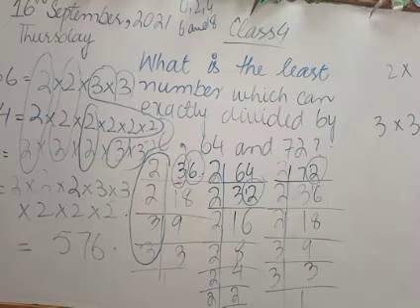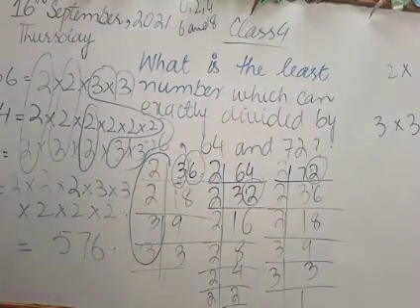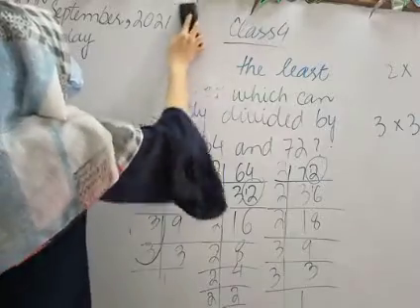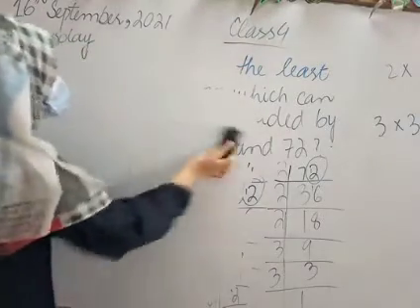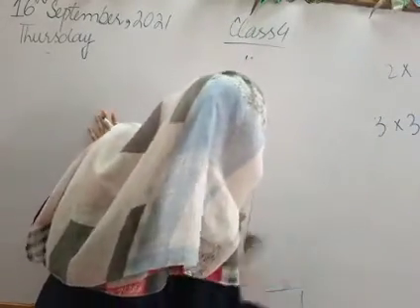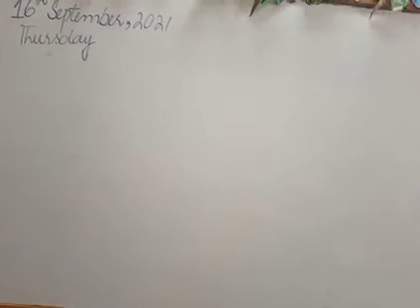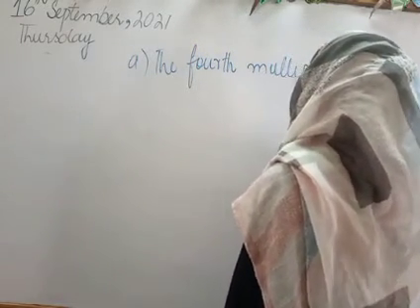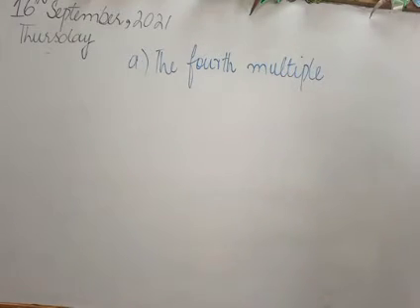Now this is all which is related to your previous lesson. Now I am going to move to the next topic, which is your exercise, and the top question, question number 1, is fill in the blanks. The first statement is: the fourth multiple of 15 is dash.